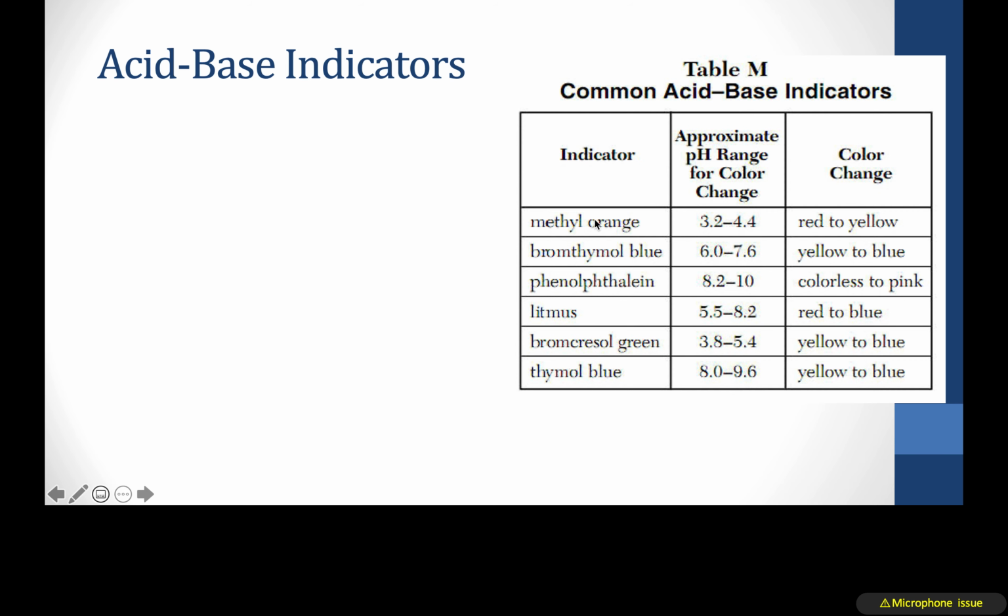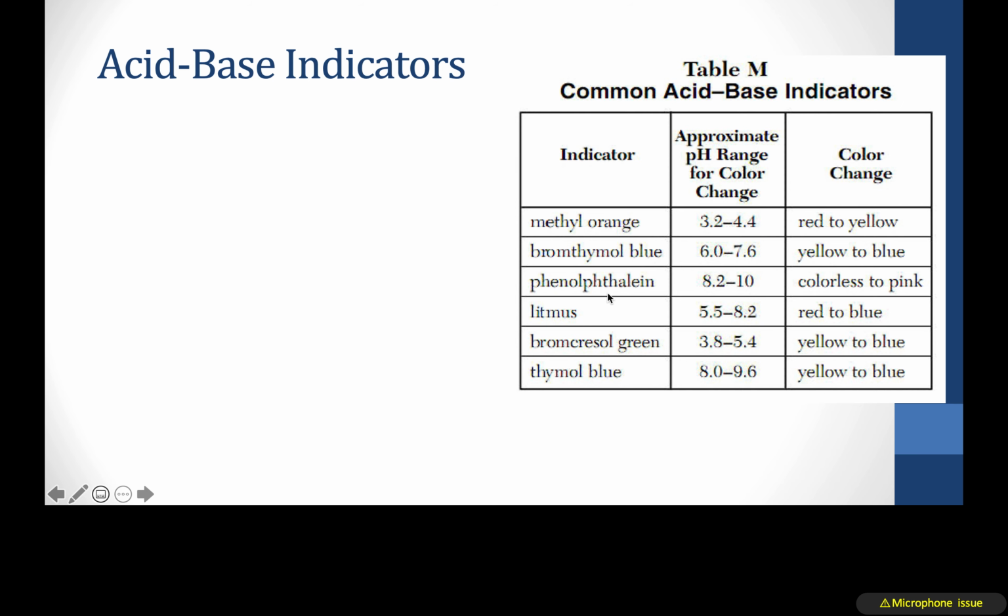So methyl orange would be good to test the difference between, say, a pH of 3, which is on the outside on this end, and a pH of 5. Because at a pH of 3, it's going to be red, and at a pH of 5, it's going to be yellow. Okay? All right, one more little example.